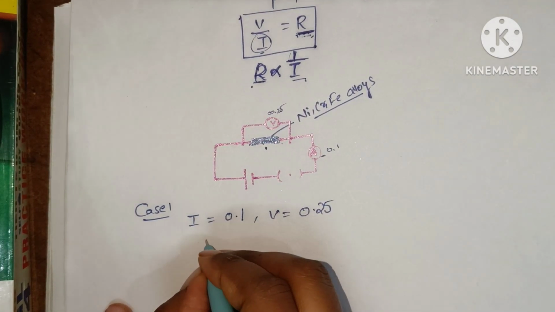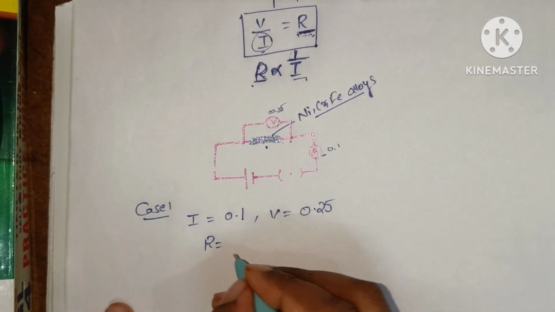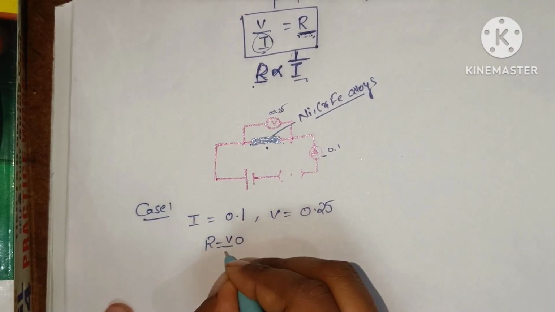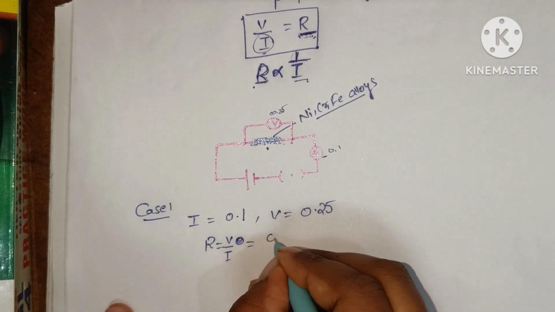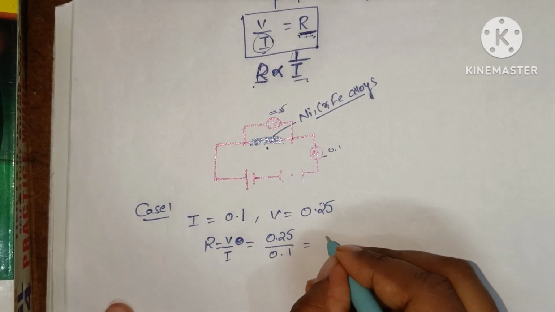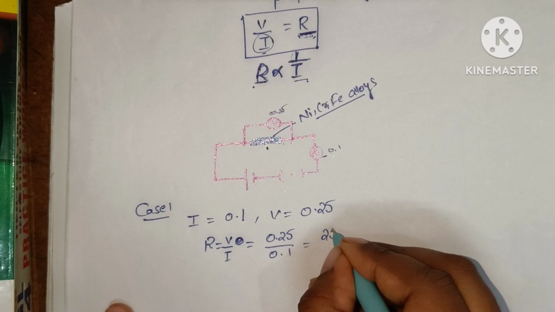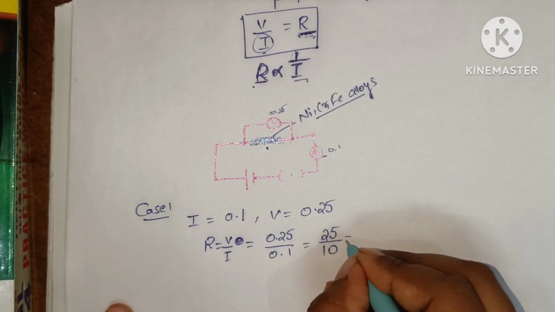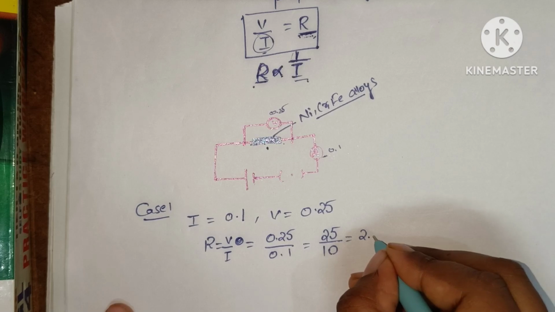Then what is the resistance here? R equal to V by I, right? So 0.25 by 0.1, that means 25 by 10, which is 2.5.